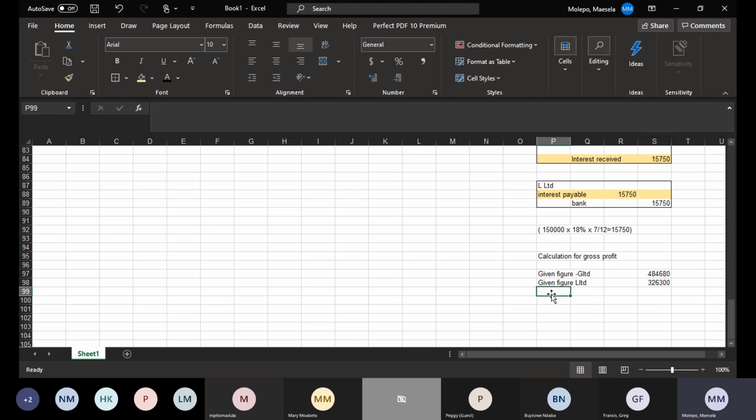Now we've got the unrealized and the realized profit, because Mr. G decided to sell his inventory to L Limited. Since G sold the inventory to L Limited, on the opening balance of the inventory for L Limited, it means Mr. G will realize a profit. And then on the closing inventory of L Limited, Mr. G will have an unrealized profit, because at that point the inventory is not yet sold. So on the opening balance, it will be a realized profit.